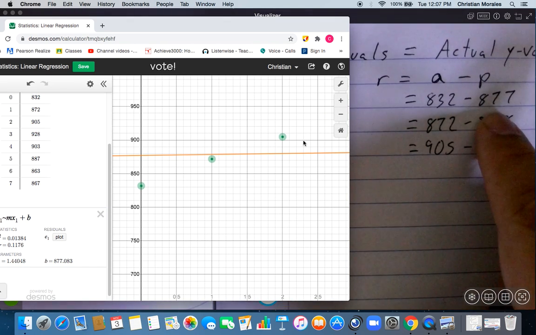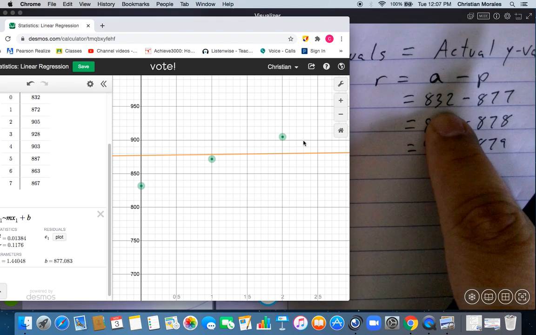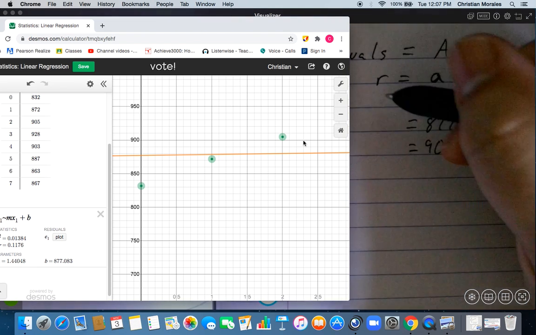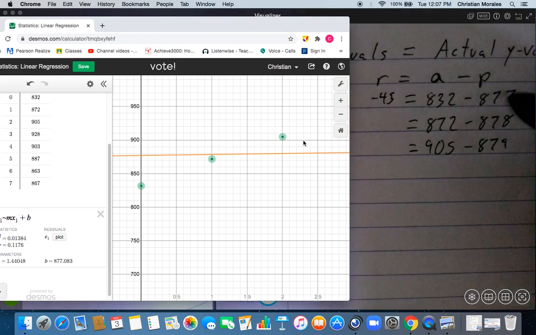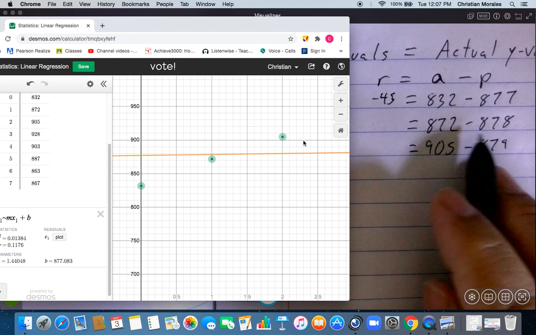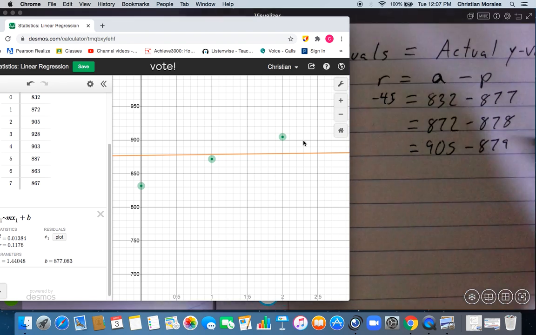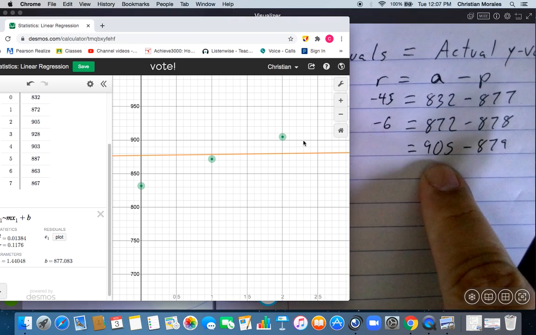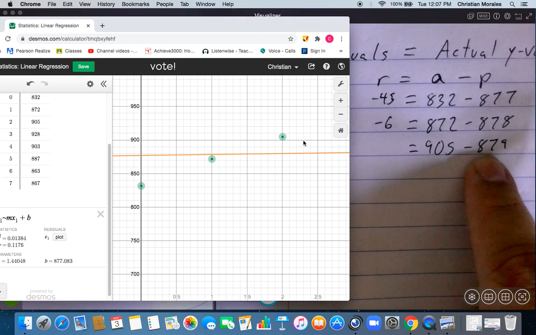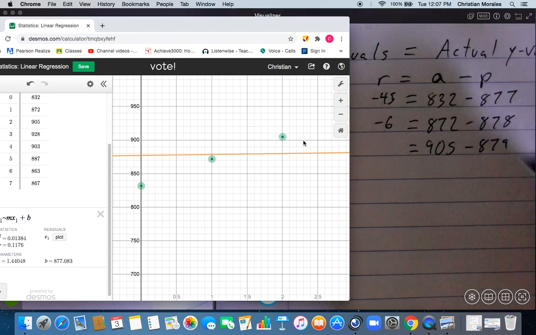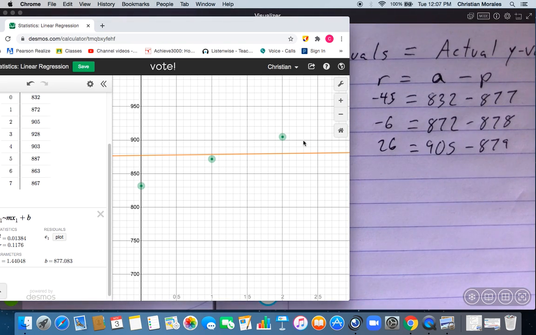So let me just do that real quickly. For example, these two, this would be like negative 45. This one would be negative 6. This one would be, let's see, that's 21, 26. And you would do it for all your points to calculate the residuals.